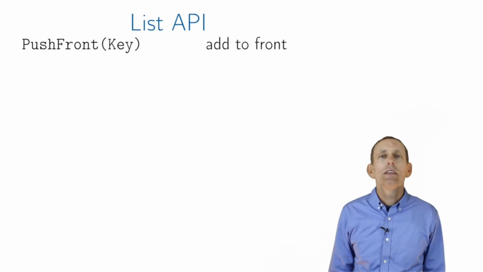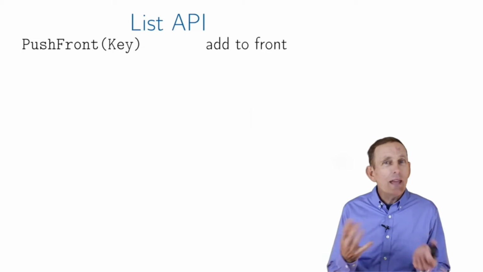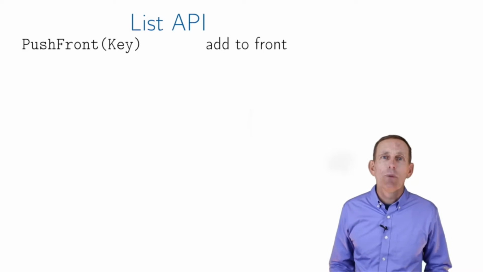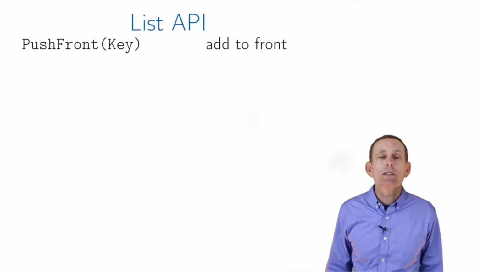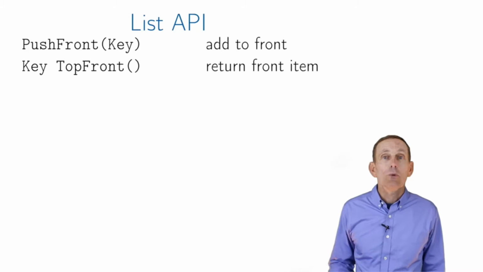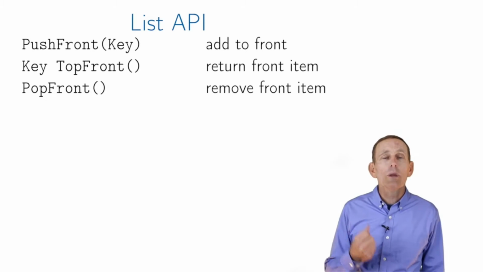What are the operations that can be done on a linked list? Okay, there are several of them. And the names of these sometimes are different in different environments and different libraries, but normally the operations provided are roughly these. So we can add an element to the front of the list, and that we're calling push front. So it takes a key, adds it to the front of the list. We can return the front element of the list. We're calling that top front. Or we can remove the front element of the list, called pop front.